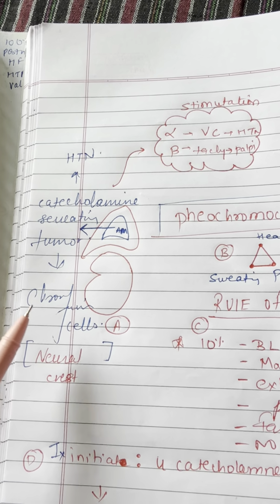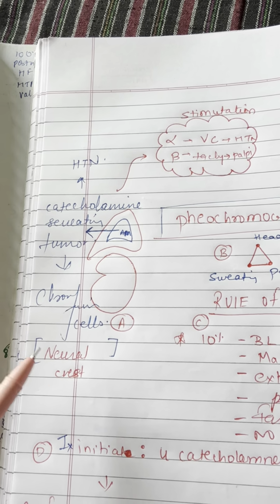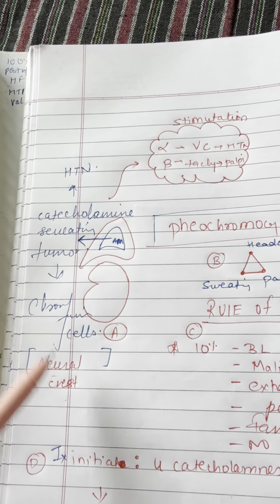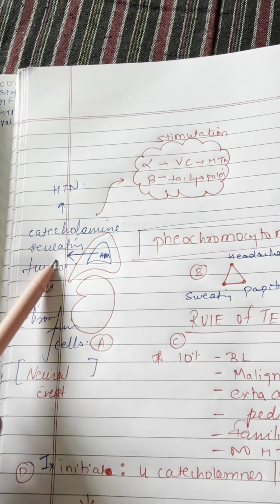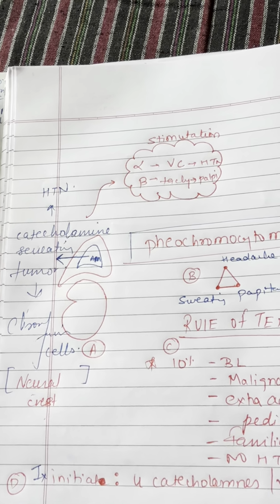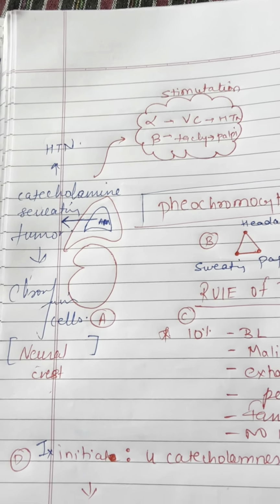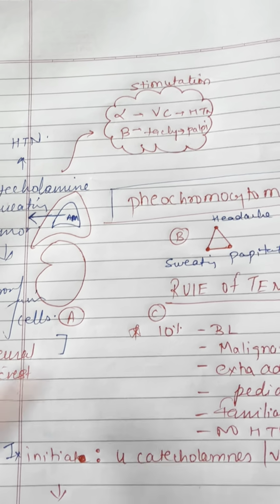The catecholamines are secreted by chromaffin cells. These are derived from neural crest. Neural crest, chromaffin cells, catecholamine secreting tumor. How does it bring hypertension in a young patient? That's a typical history given to you: a young patient with hypertension.